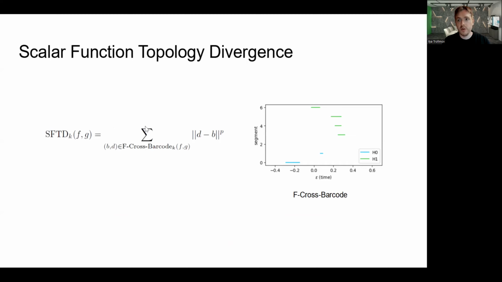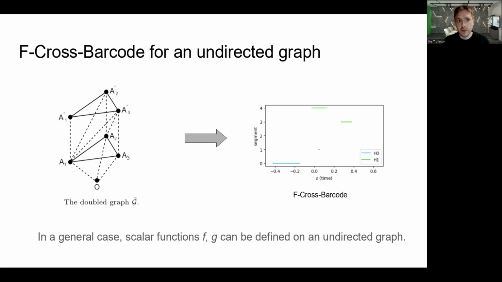Scalar function topology divergence itself is defined as an integral numerical characteristic, which by definition equals the sum of lengths of bars in an F crossbar code taken to the p power. In the general case, F crossbar code can be defined for functions taking values on an undirected graph. You can find more details in our paper.